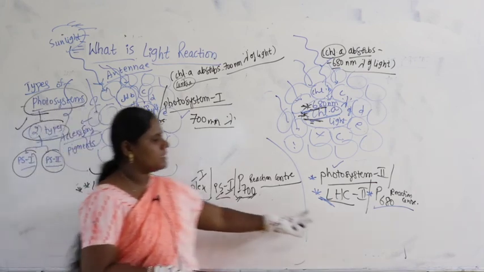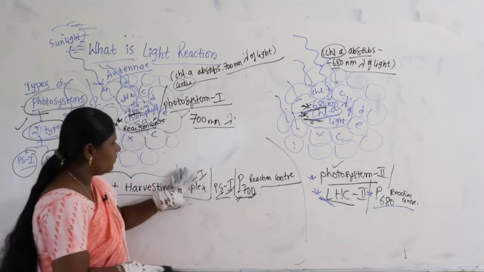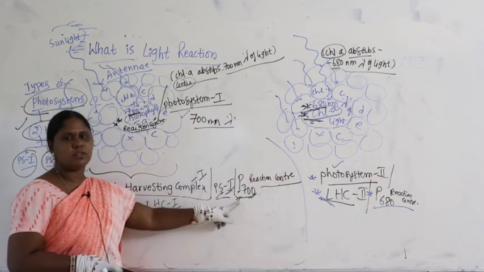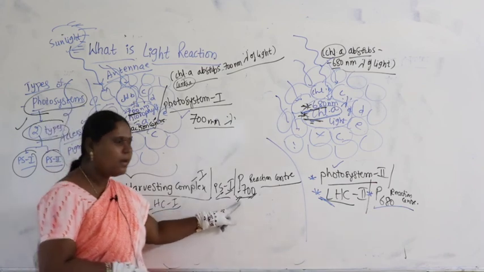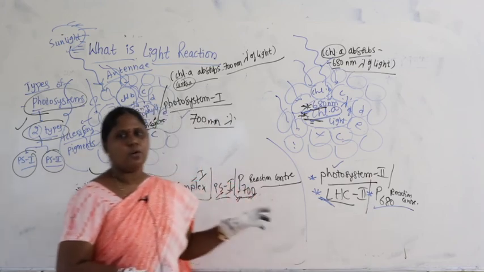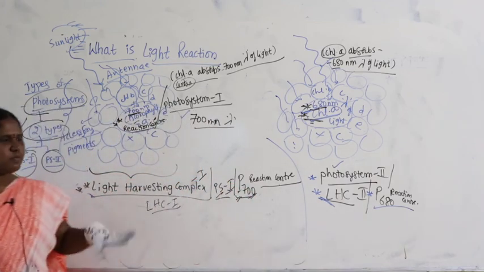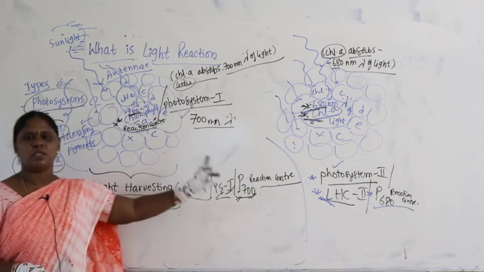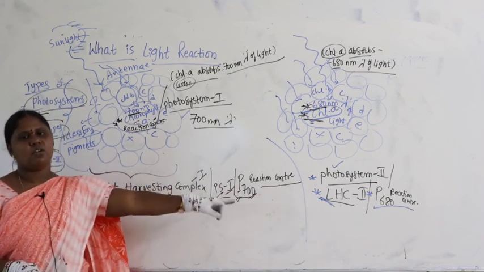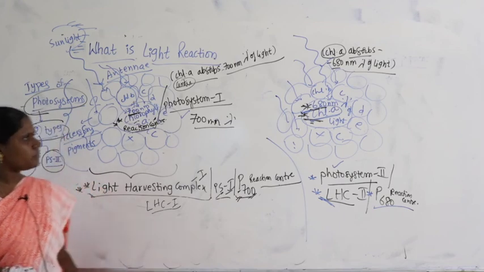P700 and P680. This is called photosystem 1, this is called photosystem 2. Here 700 nanometers wavelength of light is absorbed by chlorophyll A. Here 680 nanometers wavelength of light is absorbed by chlorophyll A. So, we have two systems, photosystem 1 and photosystem 2. Light harvesting complex number 1, light harvesting complex number 2.